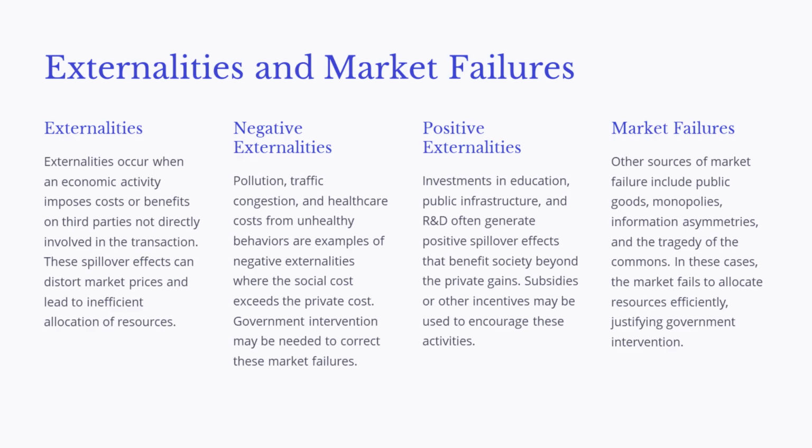Positive externalities from education, infrastructure, and R&D create societal benefits beyond private gains. Subsidies or incentives can encourage these positive externality generating activities. Other market failures like public goods, monopolies, information asymmetries, and the tragedy of the commons also justify government intervention to achieve efficient resource allocation.